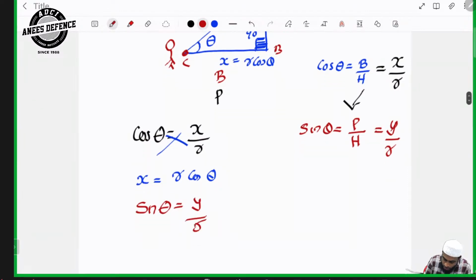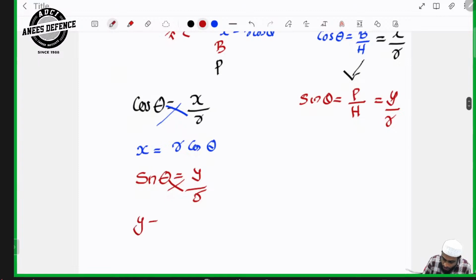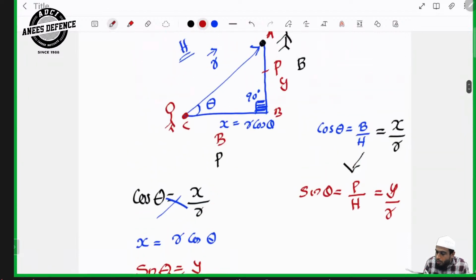Now you can also do cross multiplication. What you will get? Y equals R sin theta. So the perpendicular component is R sin theta and the horizontal component is R cos theta. Understood? Yes, sir.